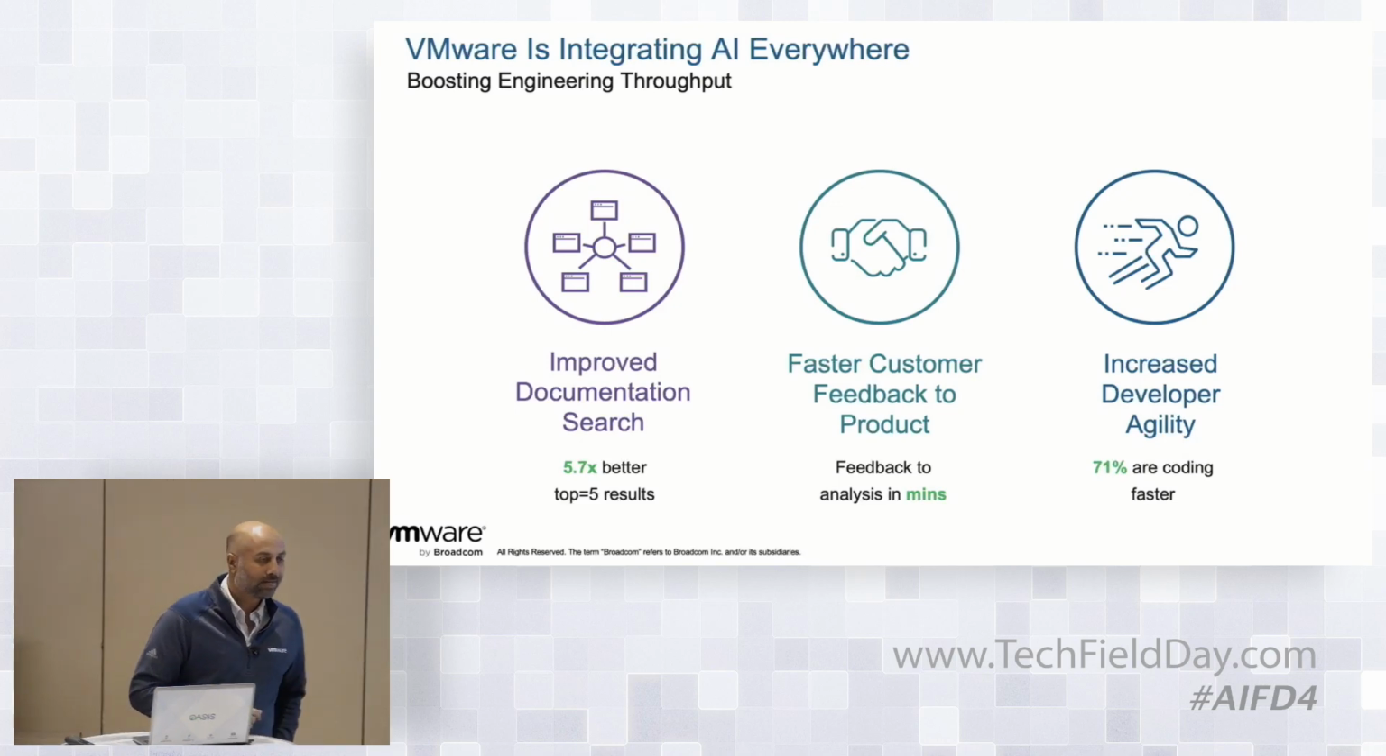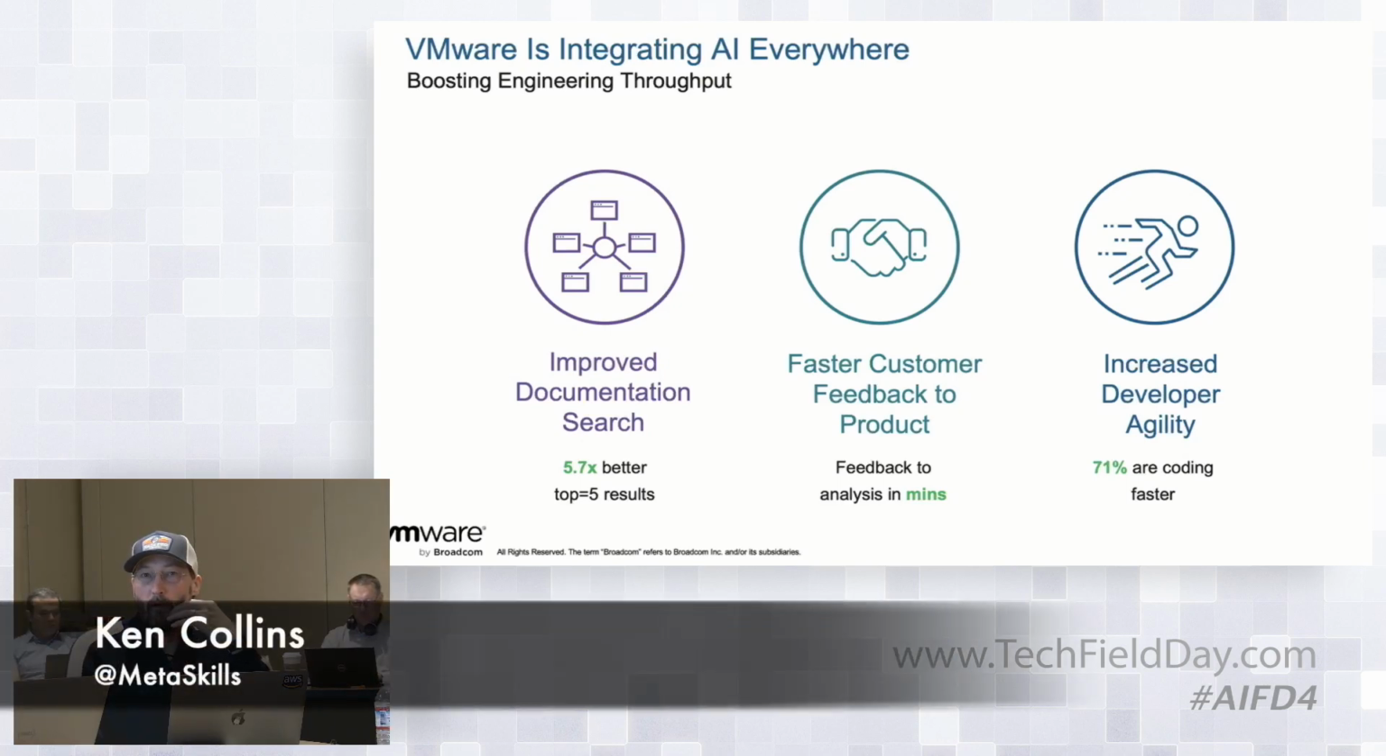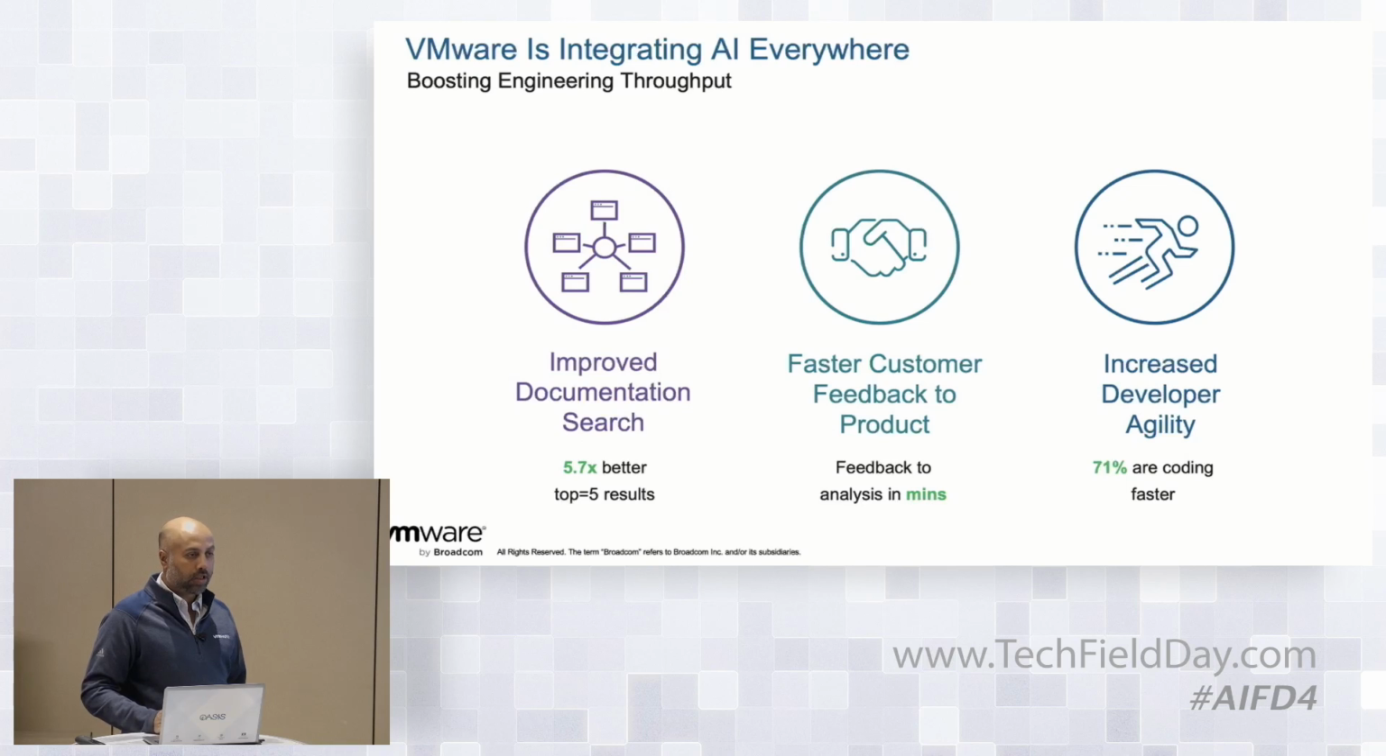Ramesh, Ken Collins, when you say 5.7 better, is that compared to traditional lexical or tokenized search or other embedding models like OpenAI or Cohere? No, this is compared to just keyword search. So yeah, it was better than that.